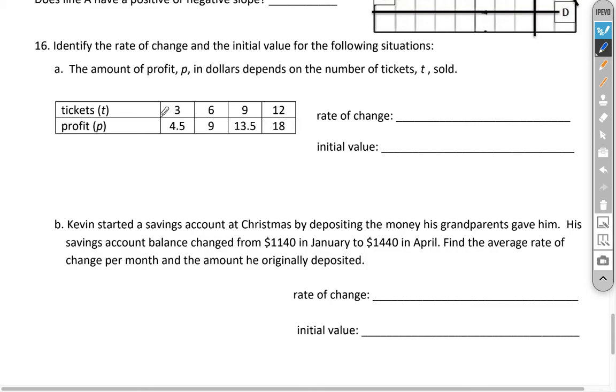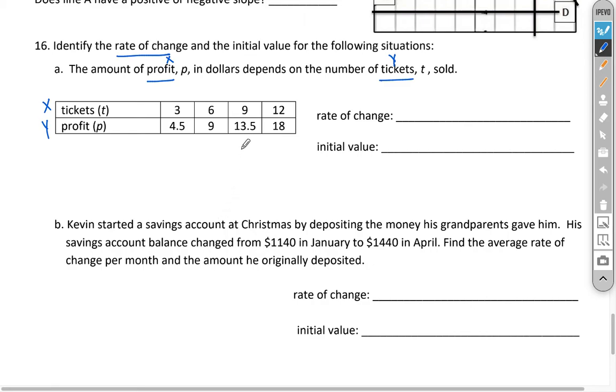But anyways, number 16 says to identify the rate of change and the initial values for the situation. So remember that now we're just talking about real life problems. That's why we've started calling it rate of change, but we're still looking for a slope essentially, right? So it says the amount of profit in dollars depends on the number of tickets sold. So clearly, number of tickets sold is our dependent variable, so our y, and then the profit is our x. So we know that. And it listed over here, so this will be the same thing, say x and y.